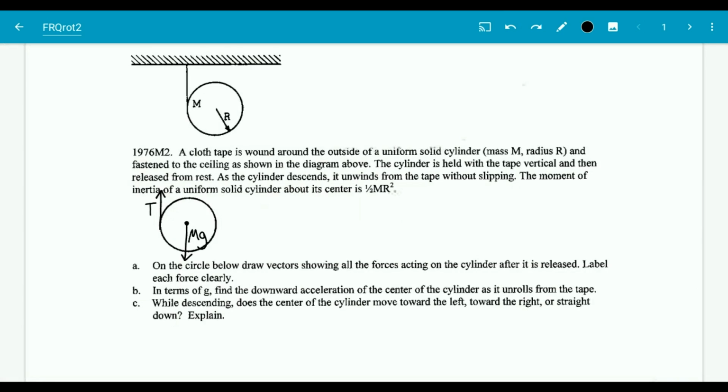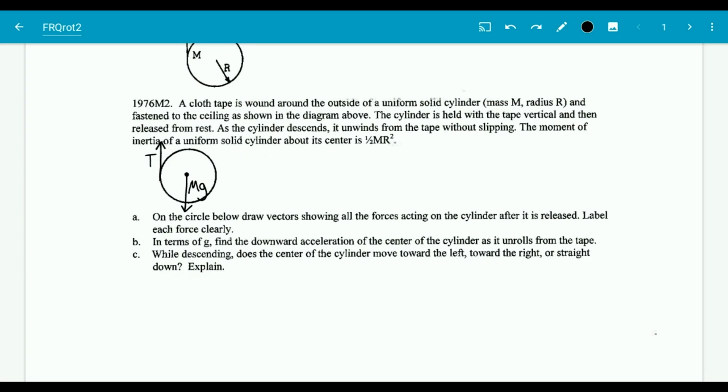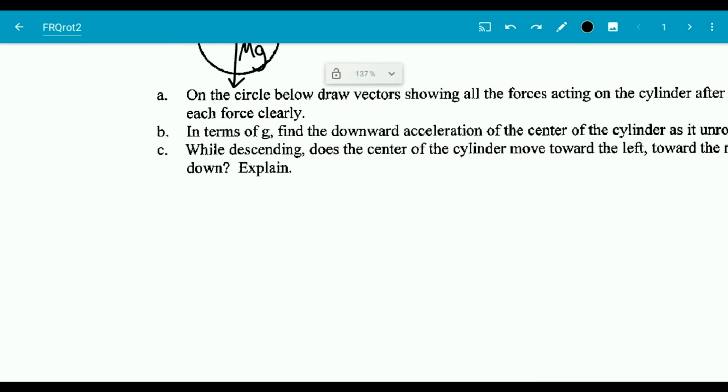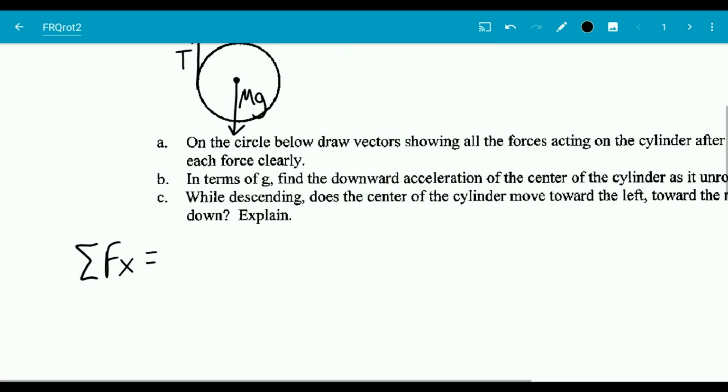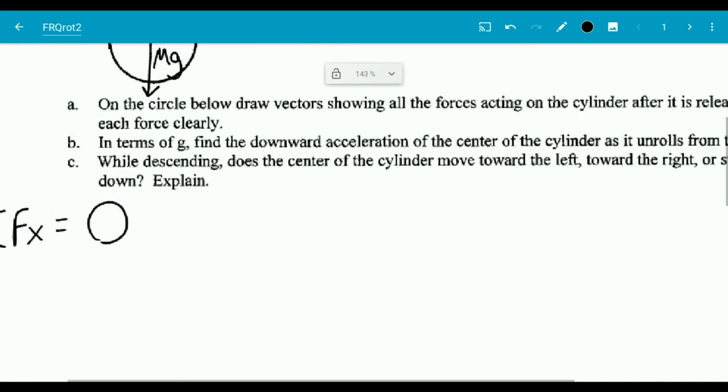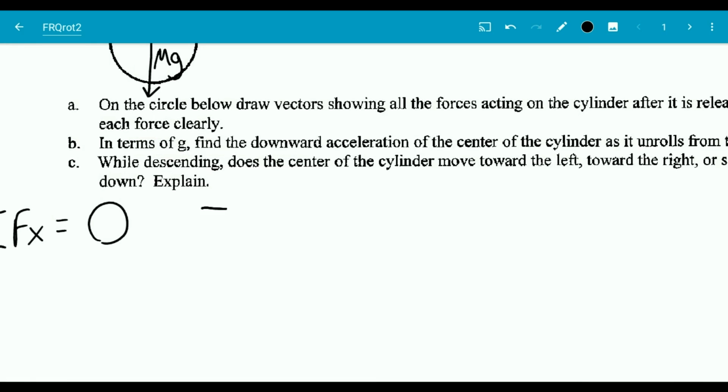All right, next, in terms of g, find the downward acceleration of the cylinder as it unrolls from the tape. Well, first let's start by summing our forces. So let's sum our forces in the x direction. And well, like I said earlier, this thing's just in free fall, it's falling straight down. There are no horizontal forces, so our sum of forces in the x direction is equal to 0. Now let's sum our forces in the y direction.